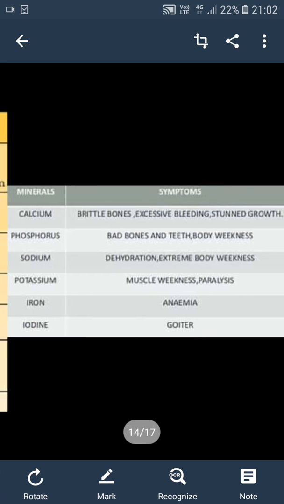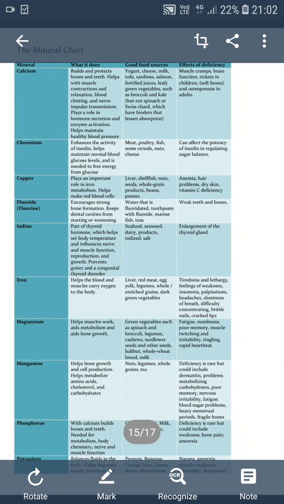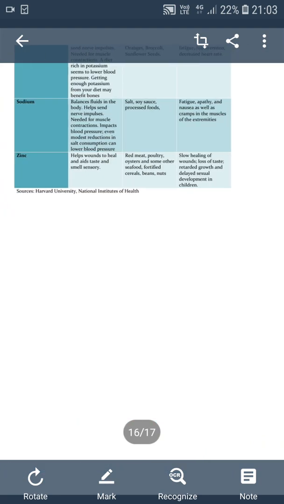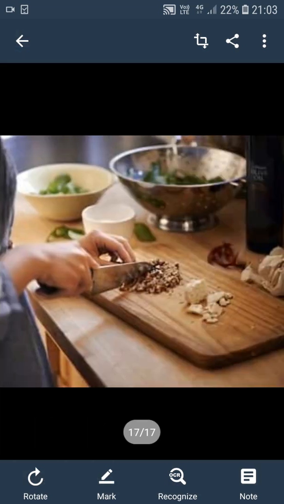See children, in order to avoid the deficiency of vitamins and minerals, our government is providing the mid-meal scheme in all our government schools. They are encouraging the children to take admission in school, improving the school attendance and also preventing malnutrition. Next, we'll go with the cooking of food.